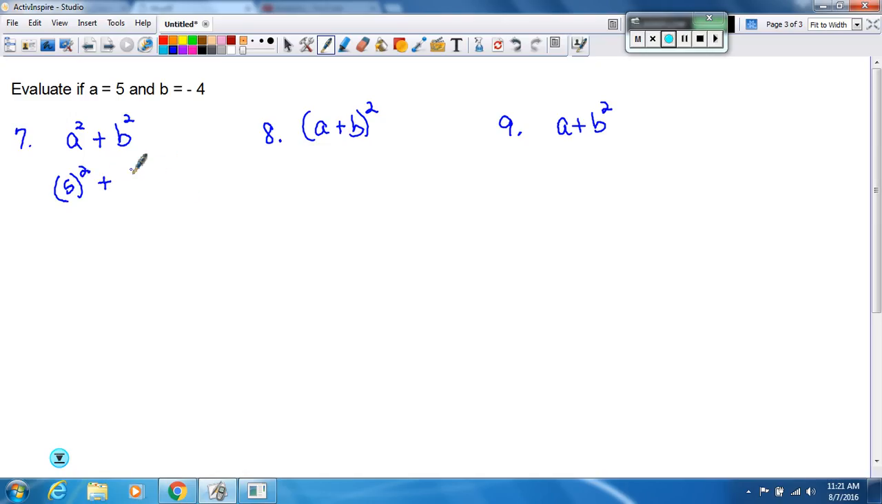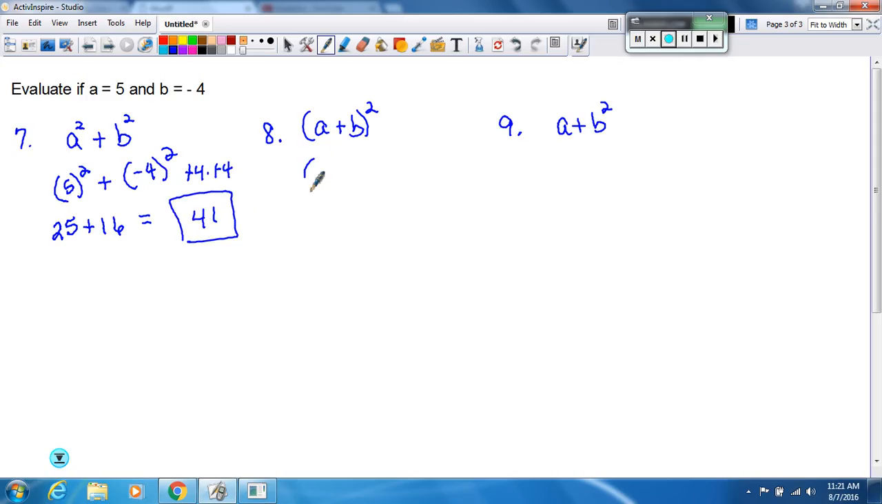Plus negative 4 squared. Okay, so this is 5 times 5 is 25. Plus negative 4 times negative 4. 2 negatives cancel, so it's going to be a positive 16. And 25 plus 16 is 41.